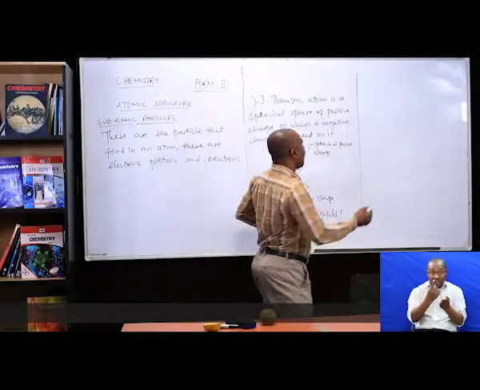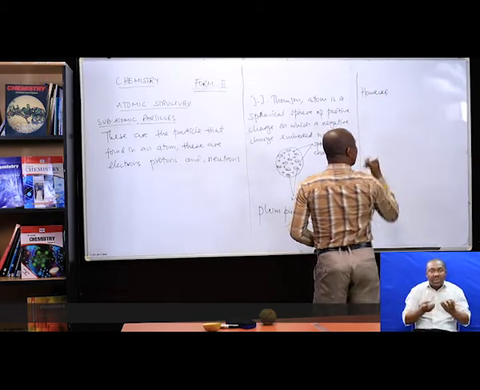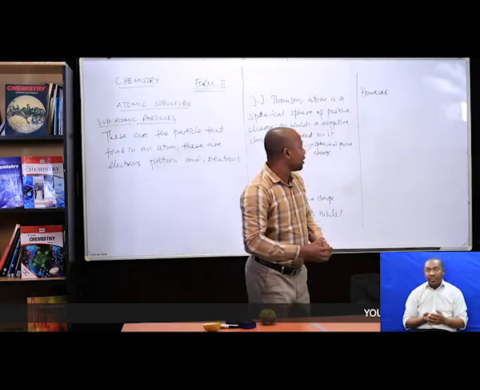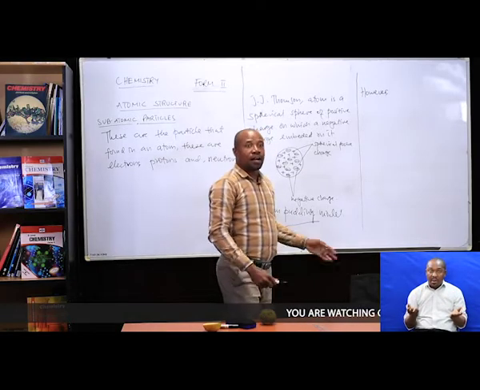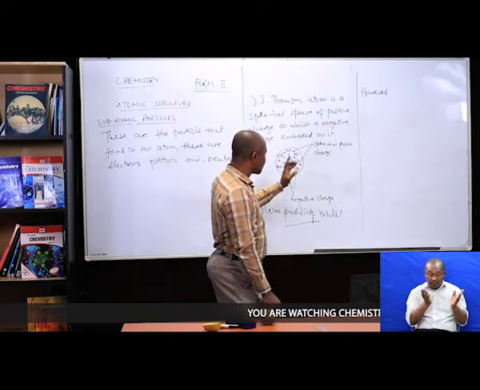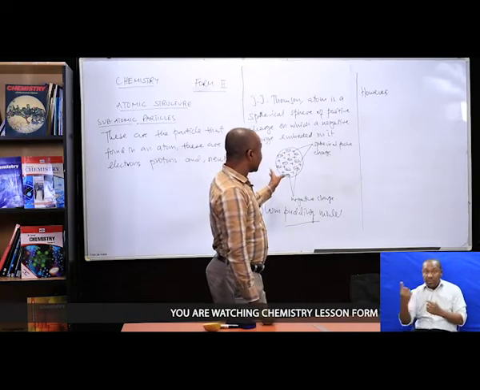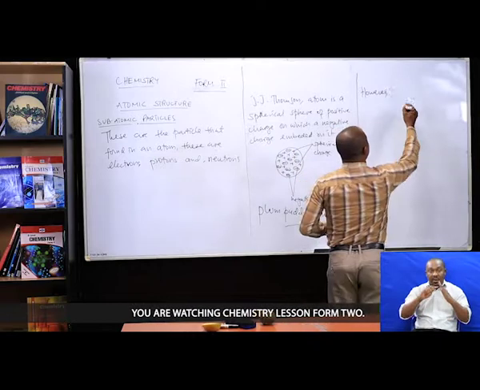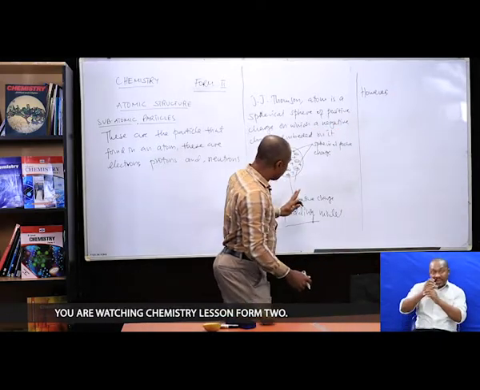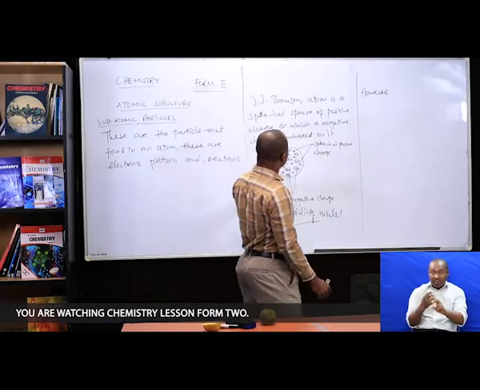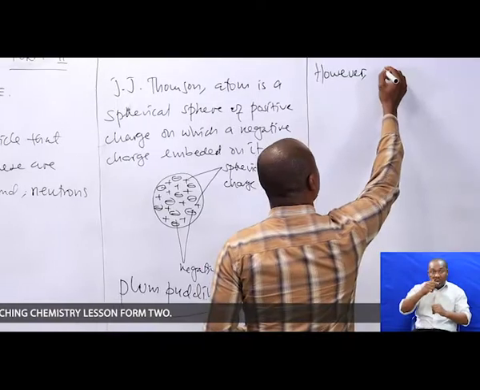However, the journey was not finished over there. Other scientists came to start where J.J. Thomson finished. The scientist who came to investigate what J.J. Thomson had found in an atom was Ernest Rutherford.